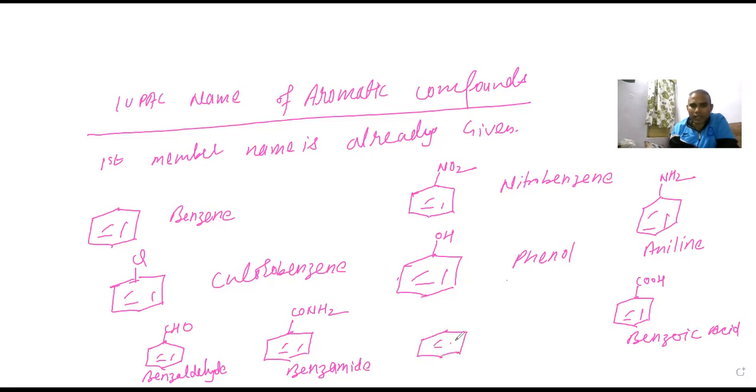And one more last one, we are also writing. Suppose C double bond O CH3. This is the first member, so its name is acetophenone. And this one's name you already know. If a CH3 group is there, we already studied this, it is toluene.